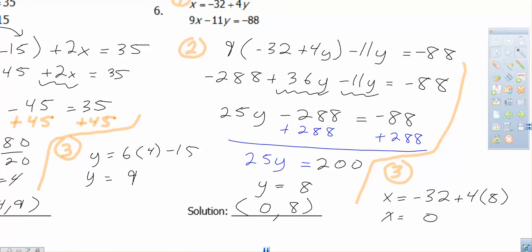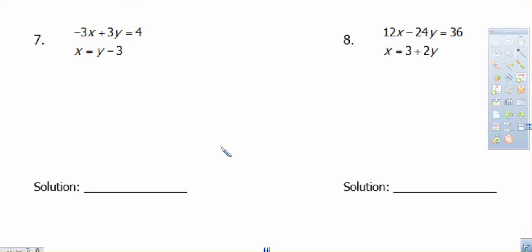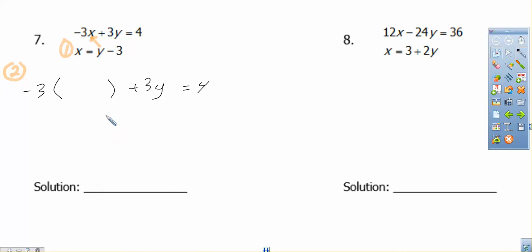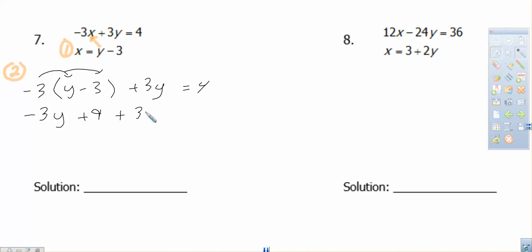All right, number 7, we'll take x equals y minus 3. There is our equation that's already set up for us. x is already by itself. Replace it back into the original equation right there. So we'll have negative 3 times x plus 3y equals 4. Replacing that in there, we get y minus 3 here. Now distributing, we get negative 3y plus 9 plus 3y equals 4.